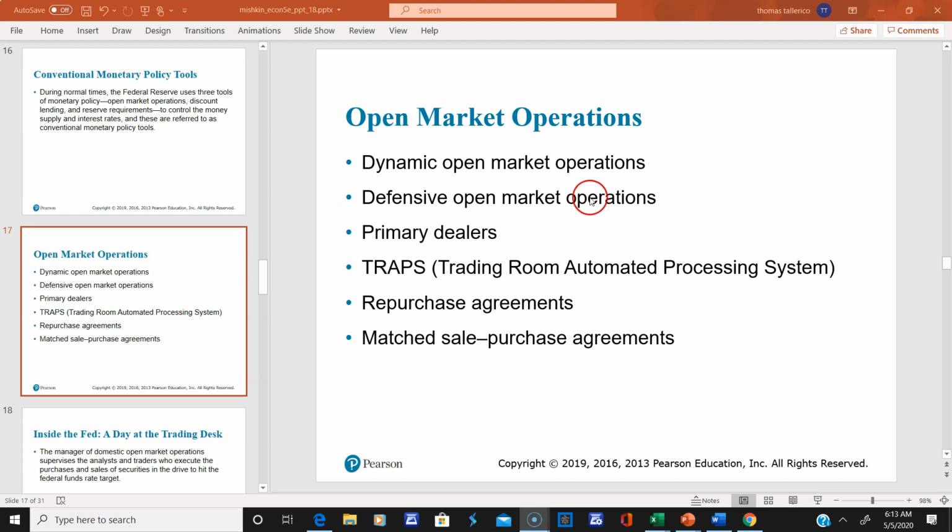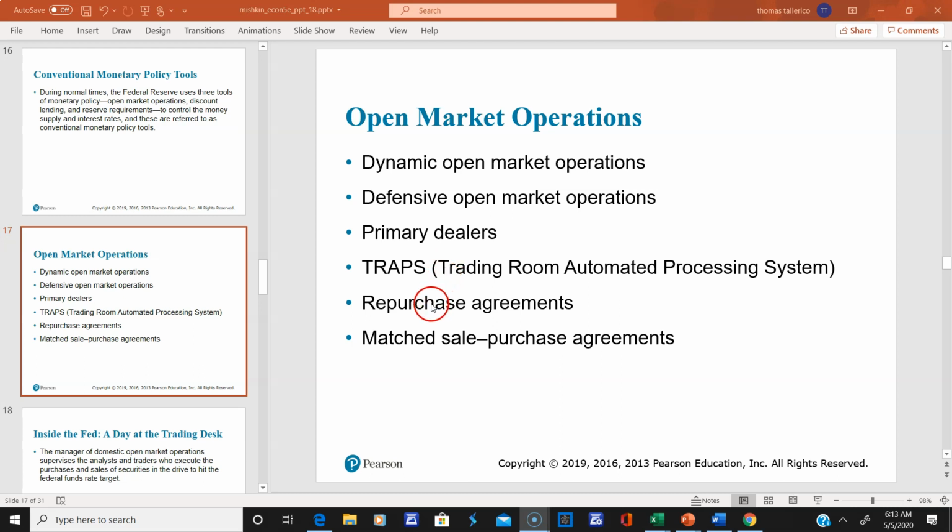Okay. And the term primary dealer is basically with open market operations, when they're conducted electronically through a set of dealers in government securities, and these are called primary dealers, okay? And there's a computer system called TRAPS. This is where the primary dealers do their trading. Trading Room Automated Processing System, okay?